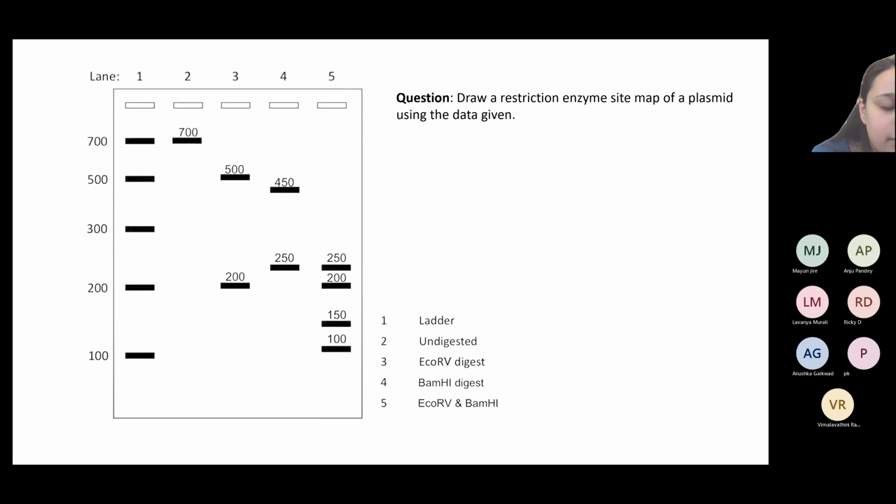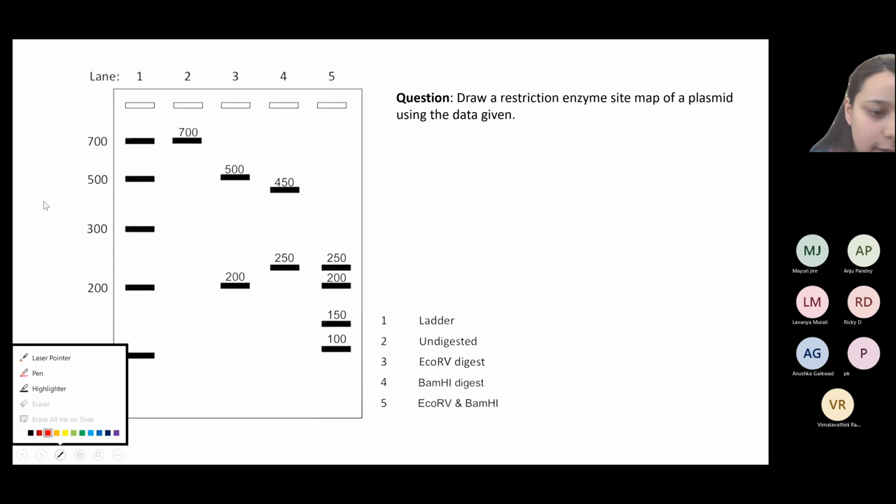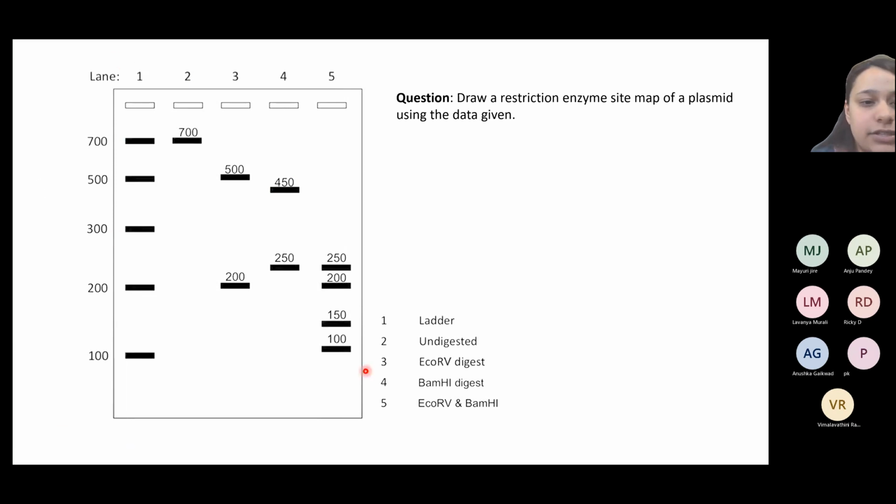Sorry, this is the representation. Let me just get the pointer. This is the representation, right? So now this is the key for it, right? So it says that lane 1 is ladder. Lane 2 is the undigested one, right?